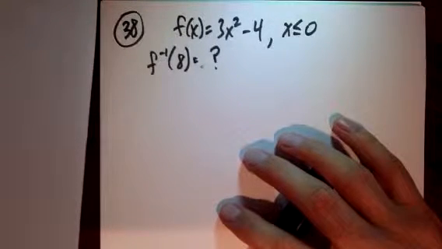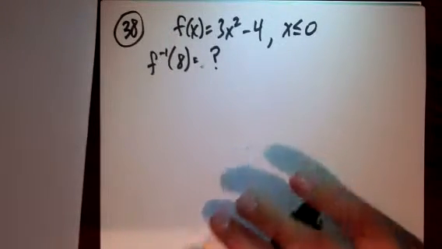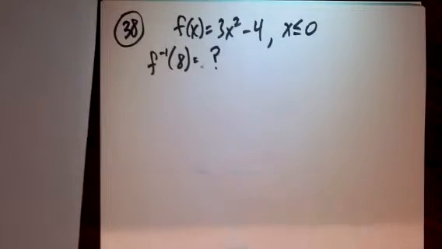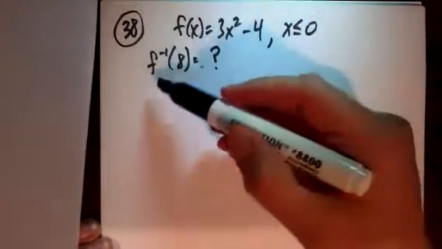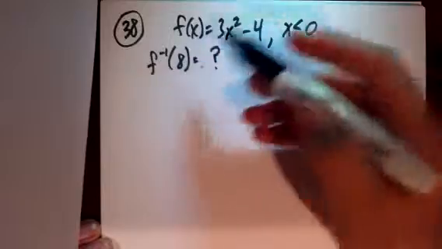This is the solution to problem 38 from the Math Level 2 practice exam. You have a function f of x equals 3x squared minus 4, where x is less than or equal to 0, and we need to evaluate the inverse of f at 8.